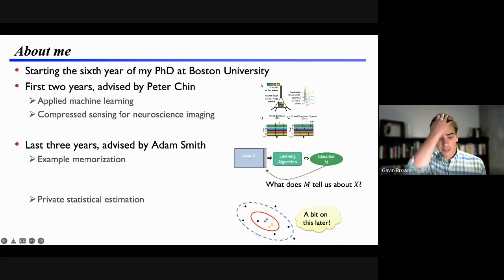Before I get into it, I'd just like to introduce myself a little. For the first 2 years of my PhD, I was advised by Peter Chin, working on some applied machine learning problems, and then focusing on compressed sensing for neuroscience applications. Since then, I've been advised by Adam, and my research is focused on these two related lines. The first is the theory of example memorization that I'll talk about today, and then also private statistical estimation, which I hope to take a couple of minutes at the end of the talk to discuss, along with some ongoing work that I'm excited about there.